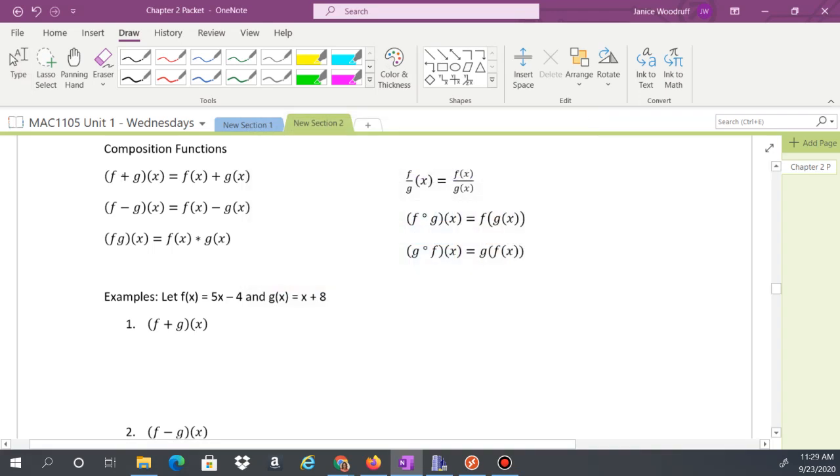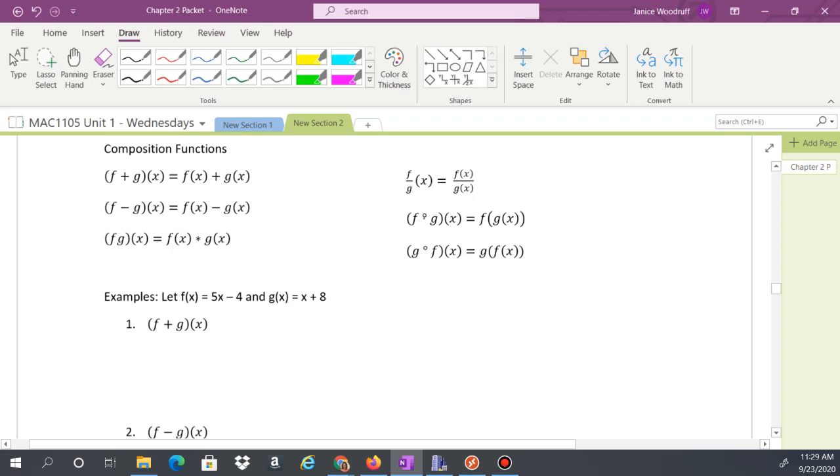So if you have f plus g of x, that is add function f of x and g of x together. f minus g of x, f of x minus g of x. If you have just fg in parentheses of x, that is multiply the two functions. f over g of x, divide the two functions. And then you have these two here, which are your composition functions.